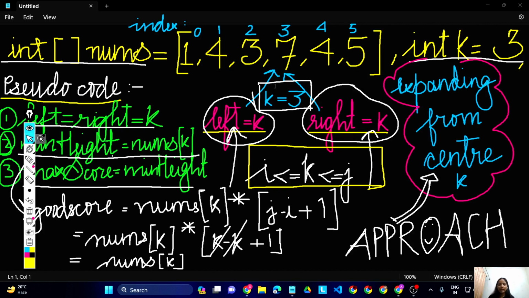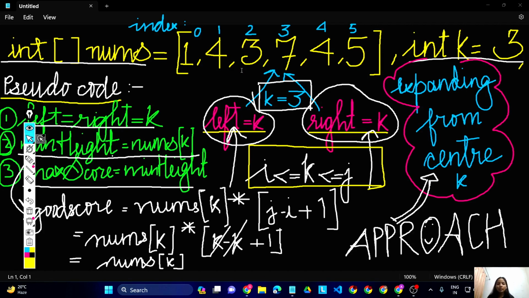Since we are given an array and we need to find a special subarray that gives us the highest score, the approach involves the subarray being centered around a special position k. So I decided to use an approach called expanding from center, which involves starting from k and expanding both left and right to find the boundaries of the subarray. Initially I am initializing my left and my right as k itself, and then I'll expand my subarray in order to find the highest score.